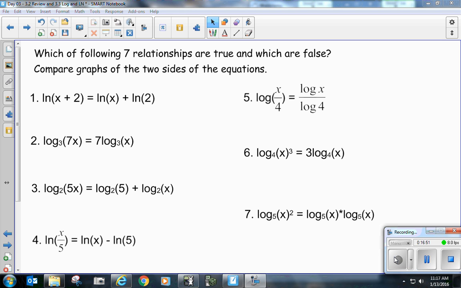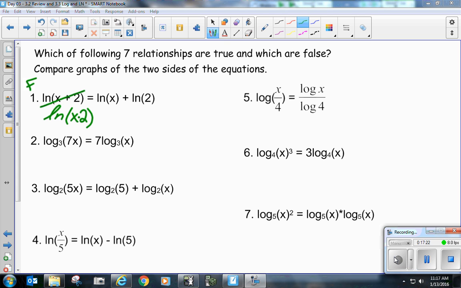I hear a yeah and I hear a no. Look at your rules. No, it's false. How come this is false? I can't distribute a natural log. That's not right. What would this side have to be to make it true? It would have to be the ln of what? x times 2, or 2x. Multiplication turns to addition.